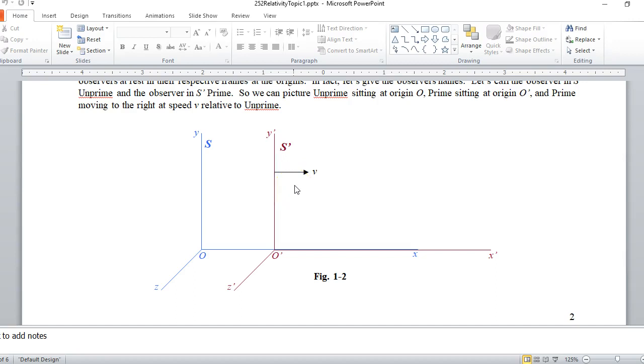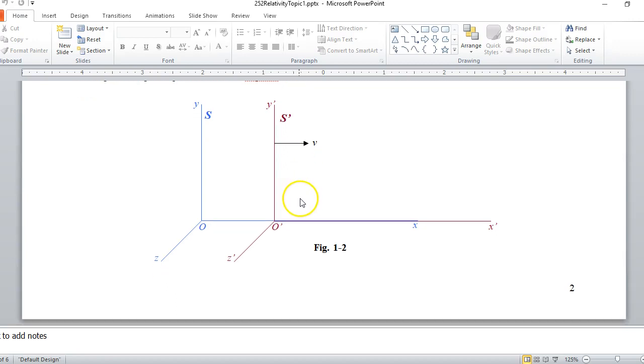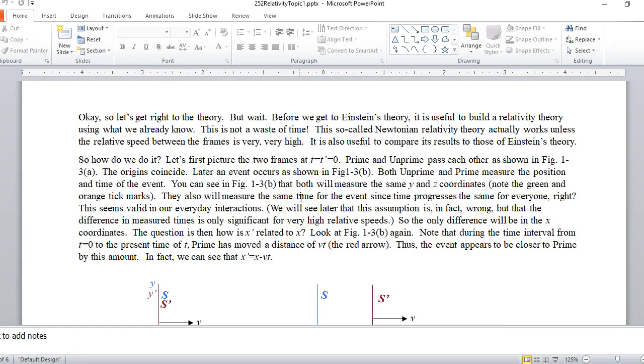But you could draw it the other way. It's just that the equations that we're going to develop are going to assume that v is to the right. Okay, so what we're going to do first is form what's called Newtonian relativity, which is the relativity that we're used to when we use regular old so-called classical physics.